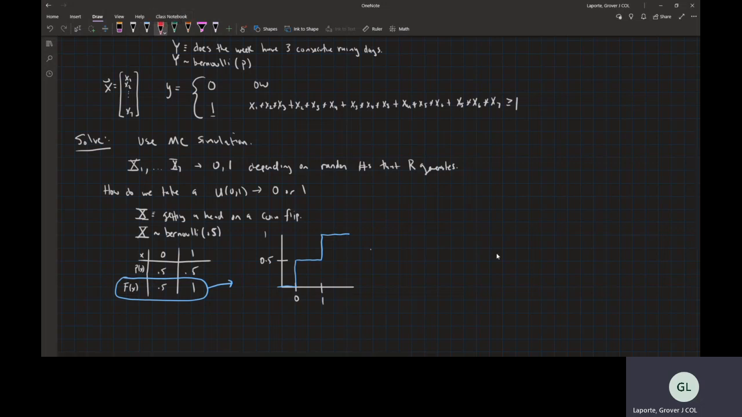So if you notice, I can put in uniform 0, 1 numbers on this side, and I can shoot over in this direction, and I can land here and then shoot down and be at 1. So if my uniform 0, 1 number is between 0.5 and 1, somewhere in this area, then we can call that a 1. If it's between 0 and 0.5, then we can call that a 0.